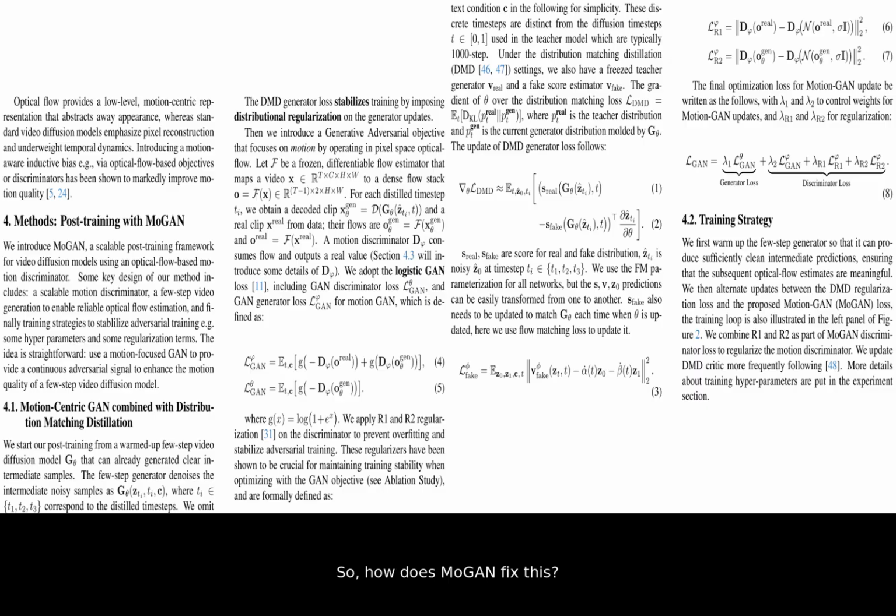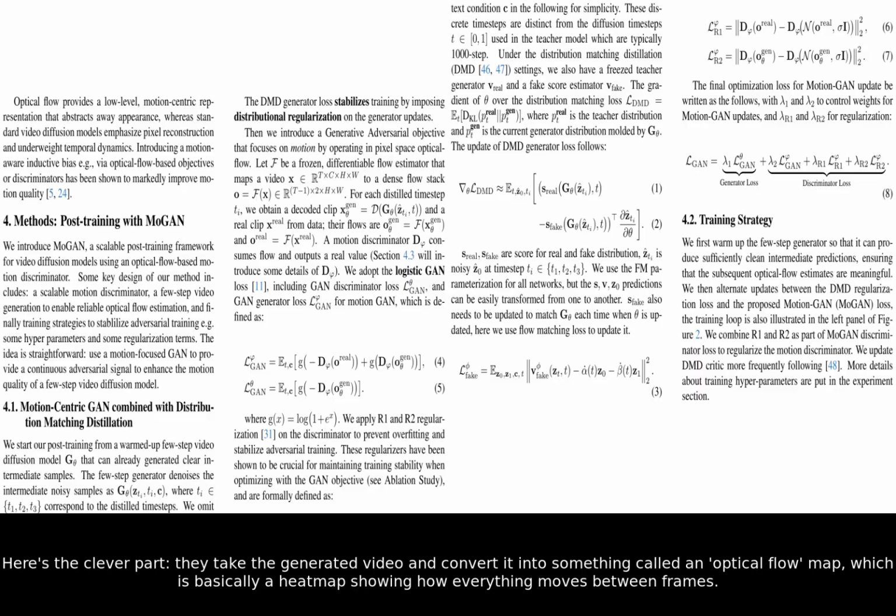So, how does MoGAN fix this? The key idea is to stop focusing only on the pixels and instead focus directly on the movement itself. Here's the clever part. They take the generated video and convert it into something called an optical flow map, which is basically a heat map showing how everything moves between frames.